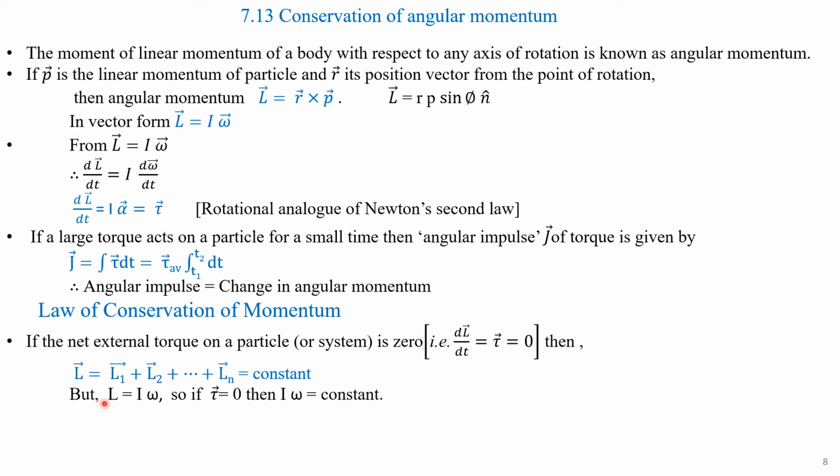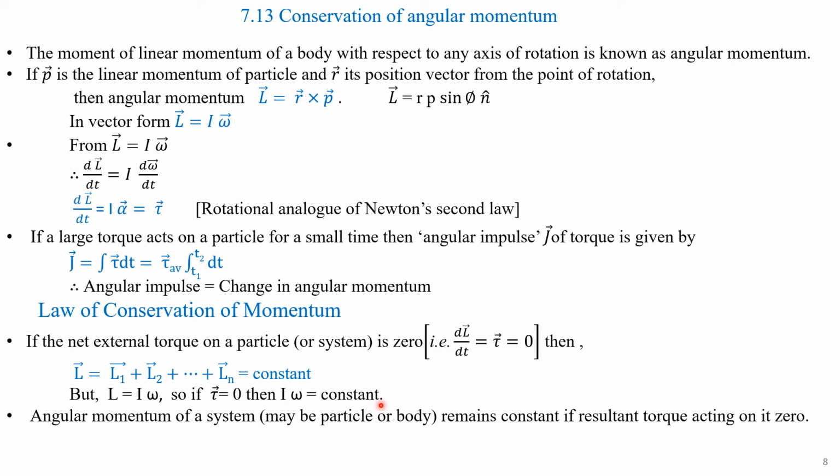We know that L is equal to I omega. So if tau is equal to 0, then I omega is equal to constant. This relationship also represents the law of conservation of angular momentum. The angular momentum of a system, may be of a particle or a body, remains constant if the resultant torque acting on it is 0.